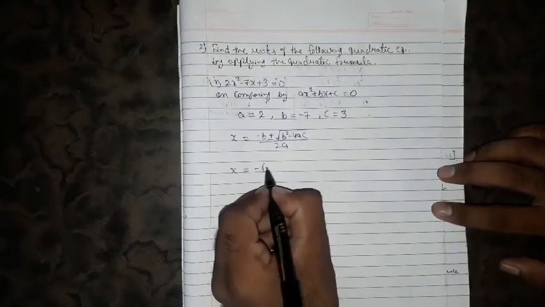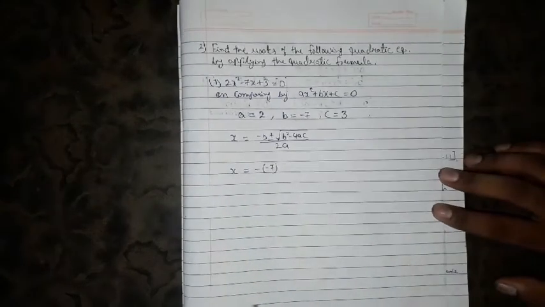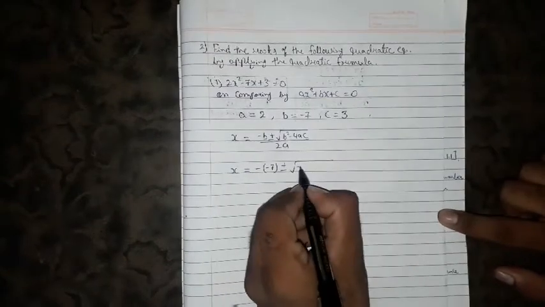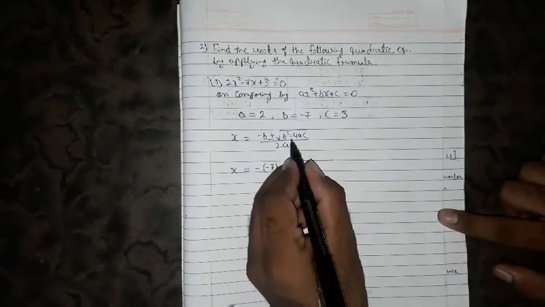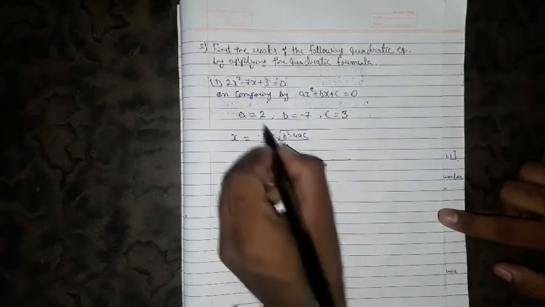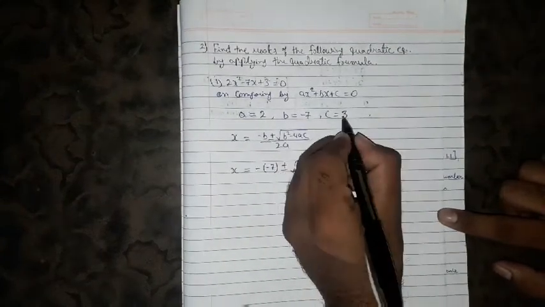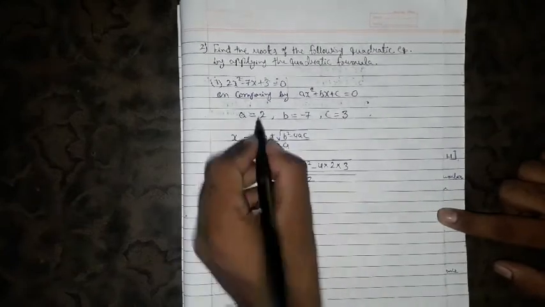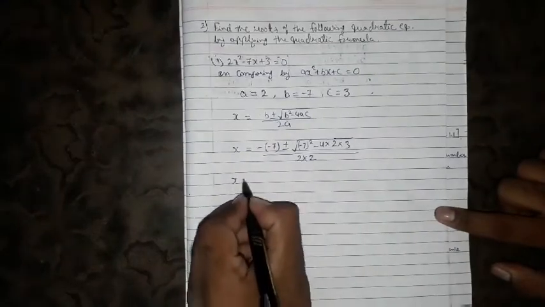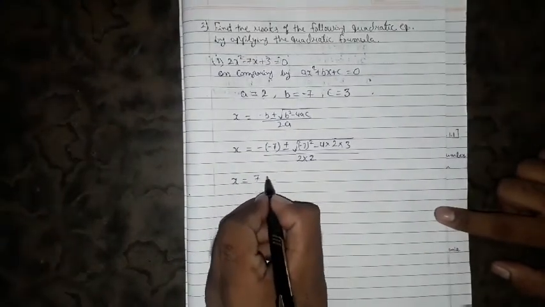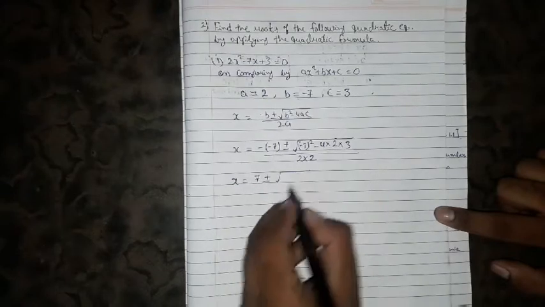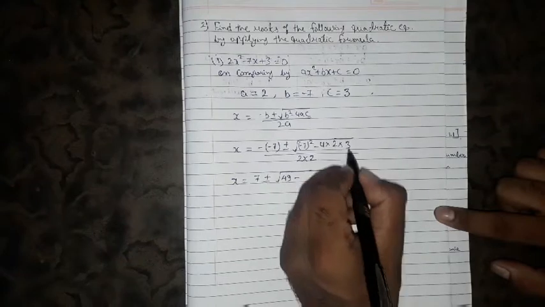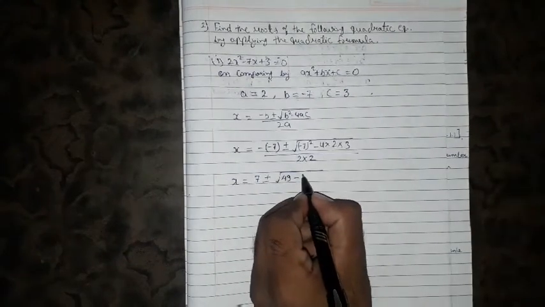Instead of b I take minus 7. Two signs never come together, so we have to write the bracket. Plus and minus as it is, root b square means minus 7 square, minus 4 into a, which is 2, and c, which is 3, upon 2a, which is 2 into 2. So x equals minus and minus become plus 7 plus minus root of minus 7 square, which is 49, minus 4 times 6.